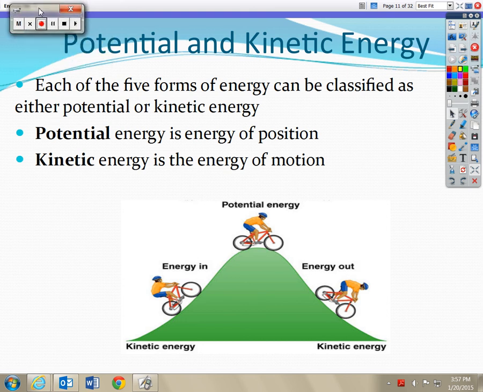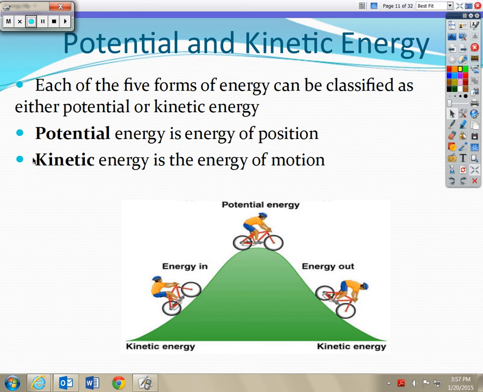Okay, the other day we left off with the energy forms, like electrical, mechanical, that kind of thing. Today we're moving on. You need to know the difference between potential and kinetic energy. Potential energy is energy of position. It is anything that is not moving. Kinetic energy is the energy of motion. If it is moving, it is kinetic energy.